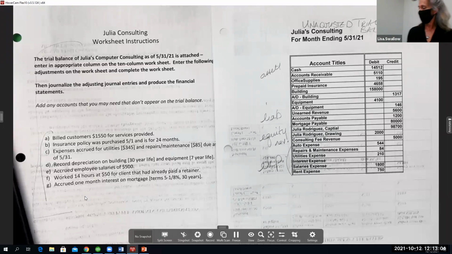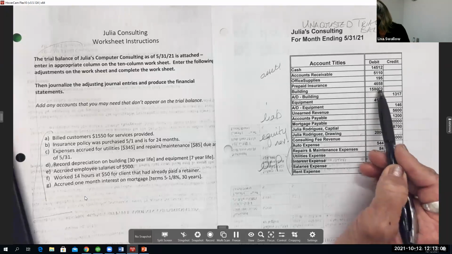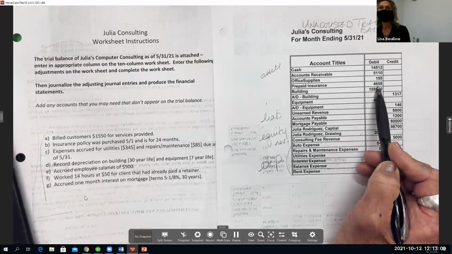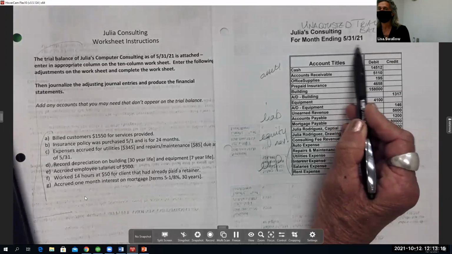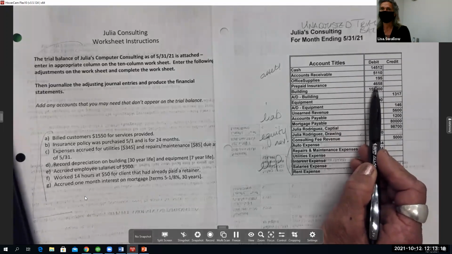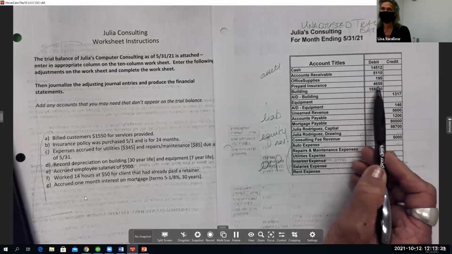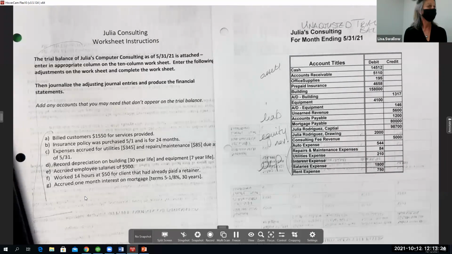How many months does that amount cover me for? So if I bought it at the beginning of May and we're right here, how much of this do I need to write off? Give me a number. One month's worth, right? That's it. What do I debit and what do I credit? Exactly.